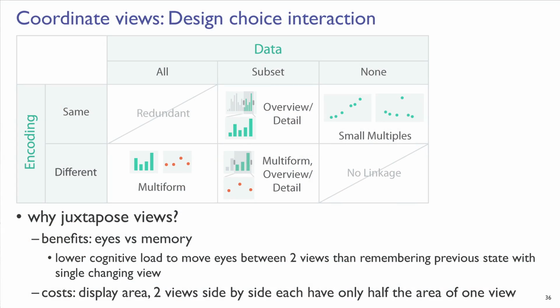Now let's take a minute to think about these possibilities of same or different visual encoding and all, some, or none of the data being shared between the views. And of those 6 cases, 2 are boring, and let me explain why. If all the data is the same and the visual encoding is the same, you have identical views, it's redundant, and we are bored.